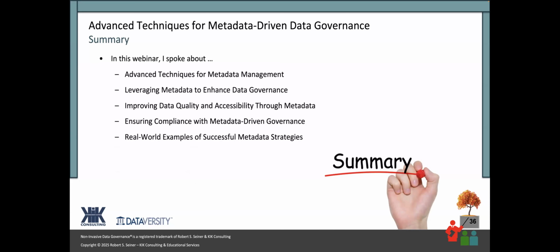So I'm going to summarize real quick and then turn it back to Shannon. The things I spoke about today, I provided some definitions up front, but I jumped right into those 5 advanced techniques for metadata management that are specifically there to help you to provide a metadata-driven governance program for your organization.